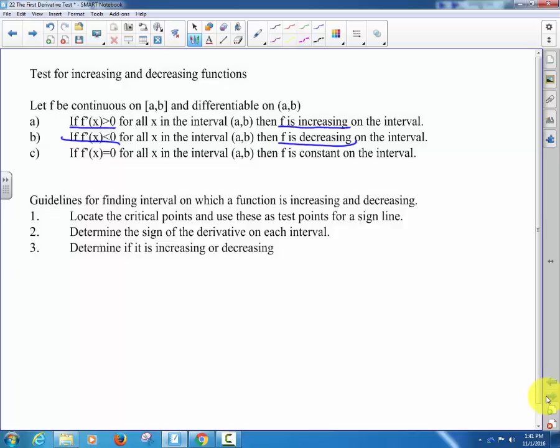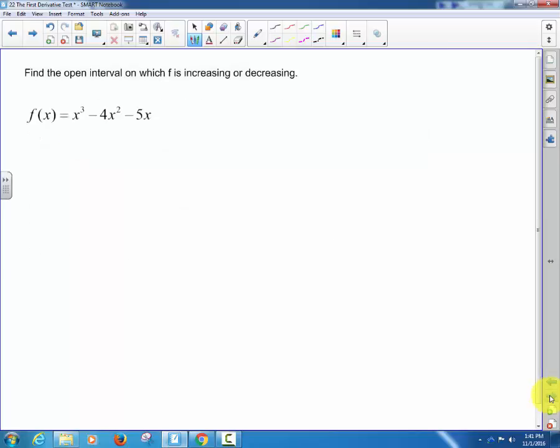Everything from now until December, you've got to be able to do what we're doing right now. Find the derivative, set it equal to 0, create a sign line, determine maxes and mins. All right. Find the intervals where this is increasing and decreasing. Find all relative max and min.